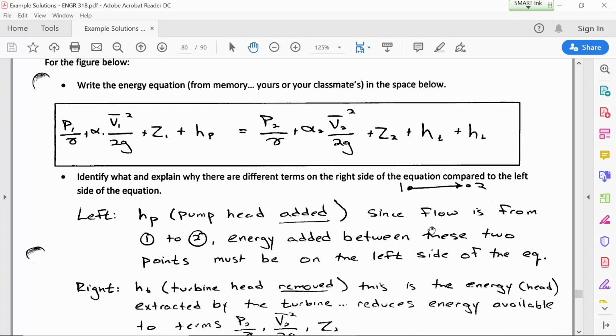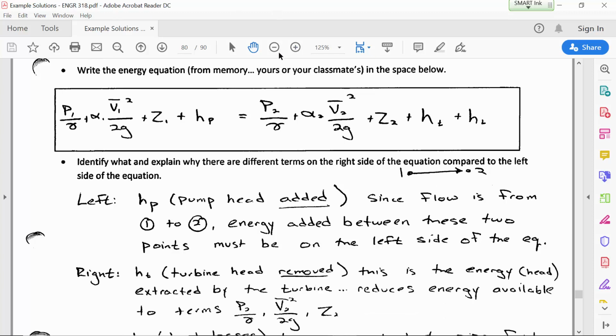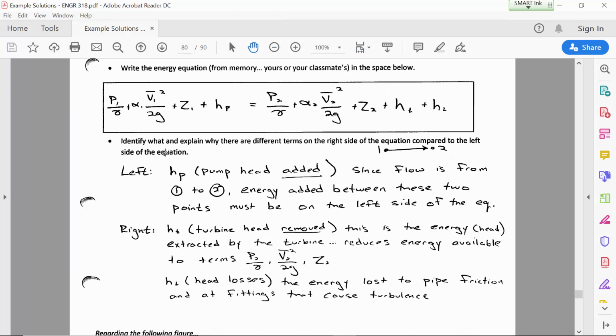So let me just scroll down a bit, and give a bit of explanation about what the different terms on the right side are compared to the left. There are some things that are the same: pressure, velocity, and elevation terms are the same. But this explains why we put the pump head on the left, and on the right, turbine head and losses.